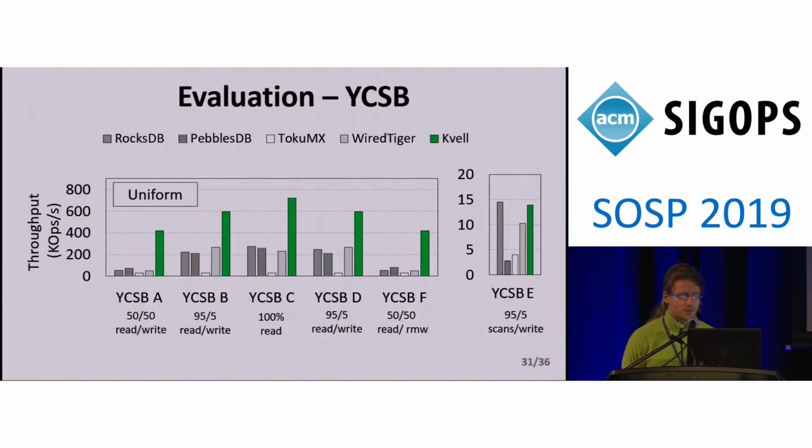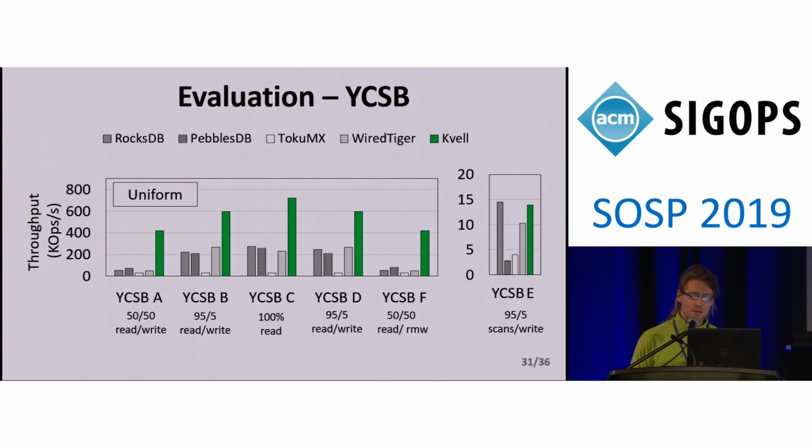So on these graphs, you can see the average throughput of the various solutions. The graph on the left shows the throughput on the YCSB benchmarks that are mostly point queries, so gets and puts. And the graph on the right shows performance on YCSB-E, which is mostly scans. The y-axes are different because scans are way more expensive than point queries. On all point query workloads, Gvel performs between 2 and 6 times better than existing solutions. And on scans, it has the same performance as RocksDB, which is the best performing solution.